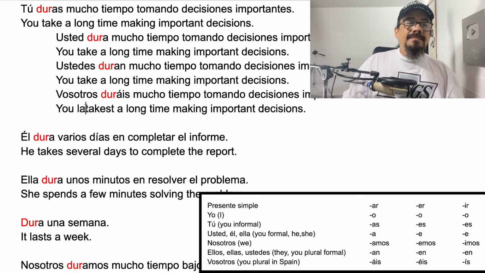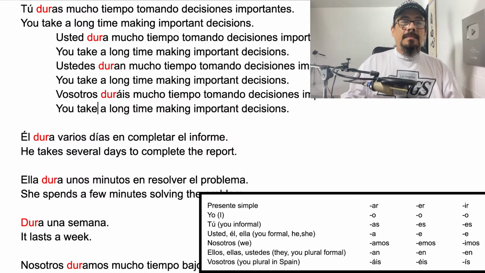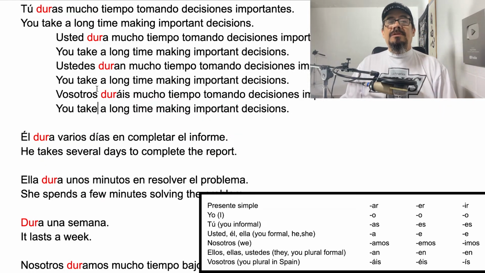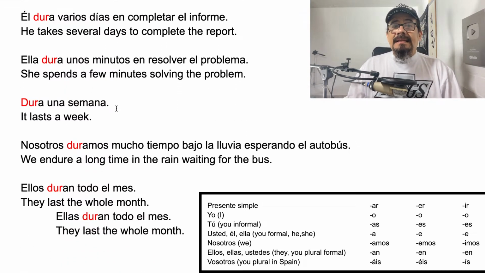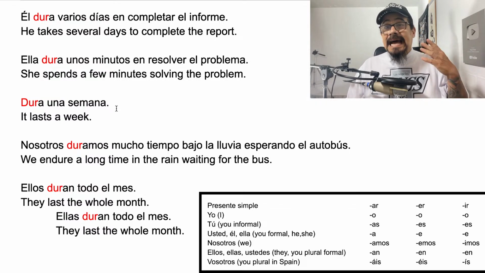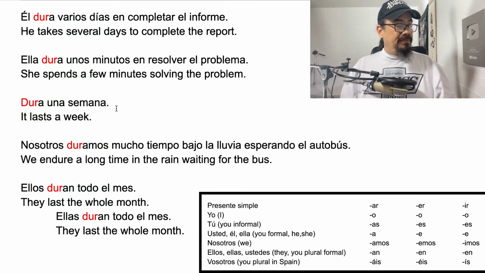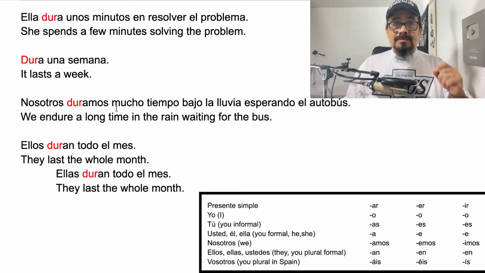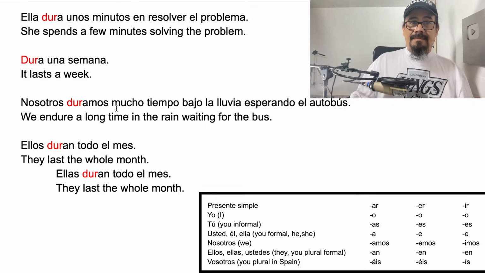You take a long time making important decisions. Remember. Él dura varios días en completar el informe. He takes several days to complete the report. Él tarda varios días. Él se demora varios días. Same verb. Ella dura unos minutos en resolver el problema. She spends a few minutes solving the problem.